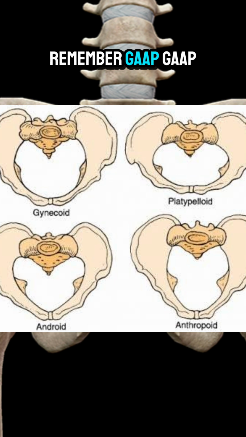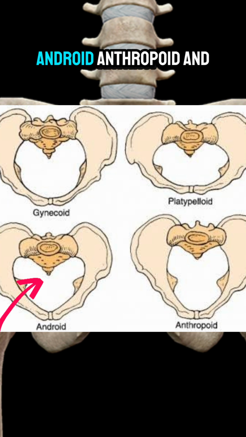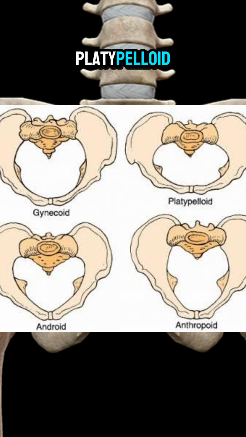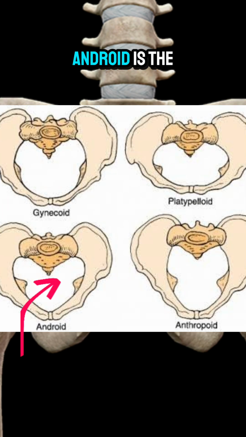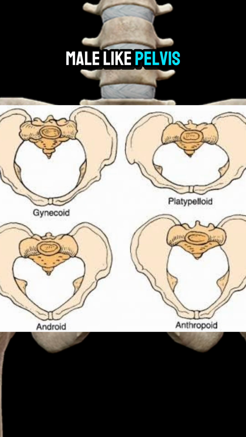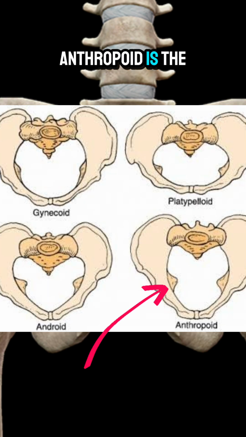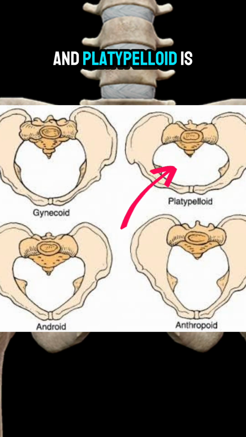Remember, GAP: gynecoid, android, anthropoid, and platypeloid. This is Ekechukwu Dora Ozioma of Anatomy Made Easy. Gynecoid is good for gynecology. Android is the male-like pelvis. Anthropoid is the long pelvis. And platypeloid is the flat pelvis.